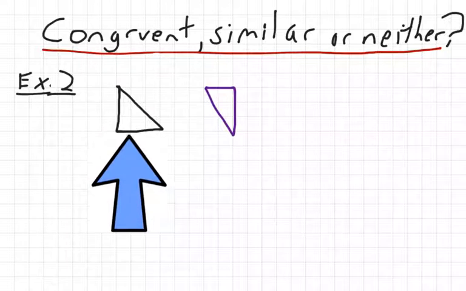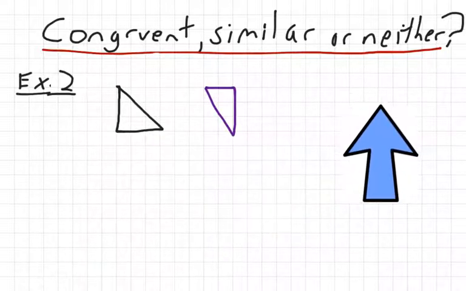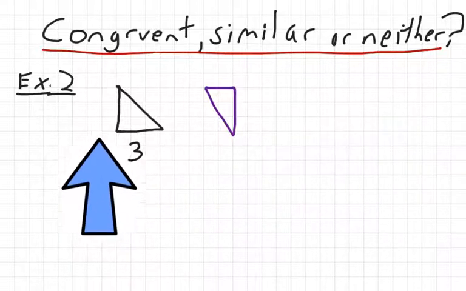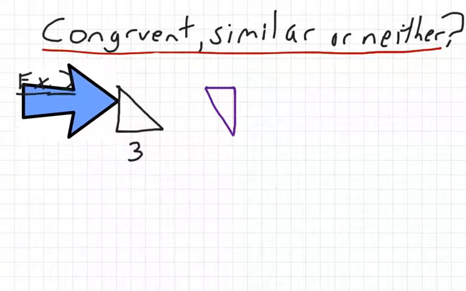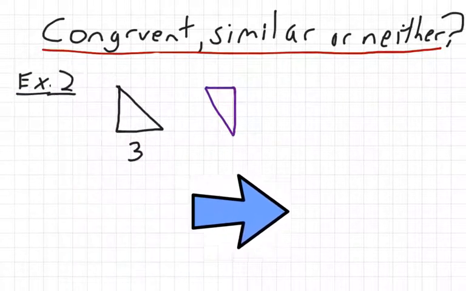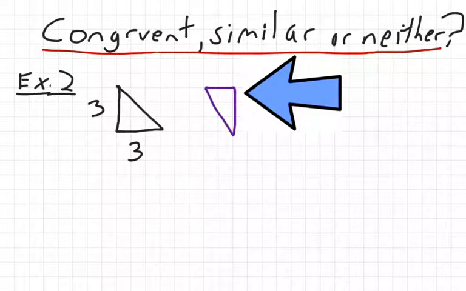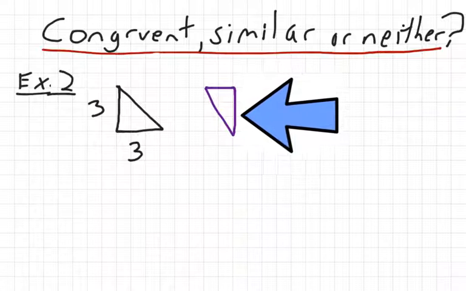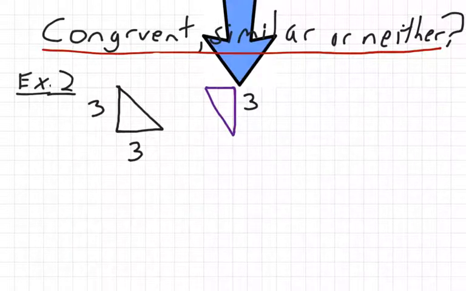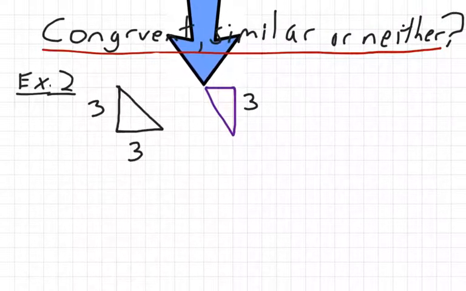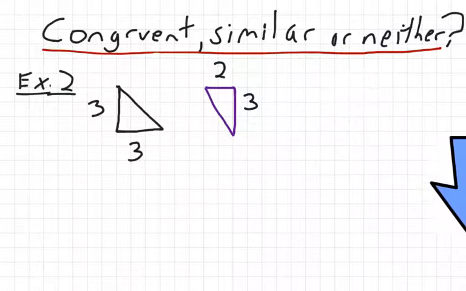So I'm going to count here 1, 2, 3. I'm going to fill in a 3 for the base. And then going up, it would be 1, 2, 3, so it's also going to be 3 for the height. Now let's check the height of our purple triangle. That would be 1, 2, 3. So I'm going to plug in a 3 there. And now the top side would be 1, 2. So plug in a 2 for the top.